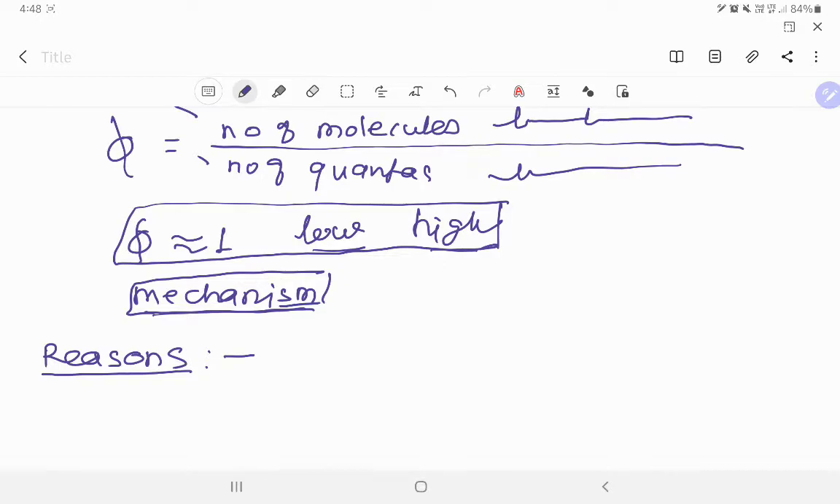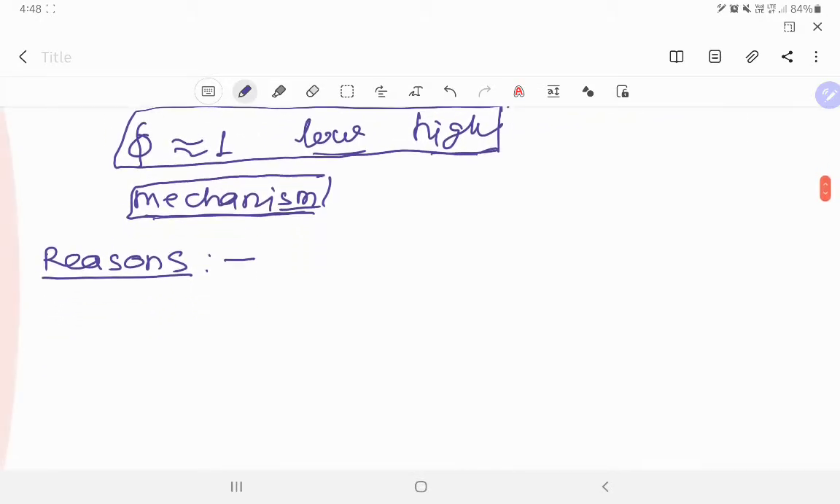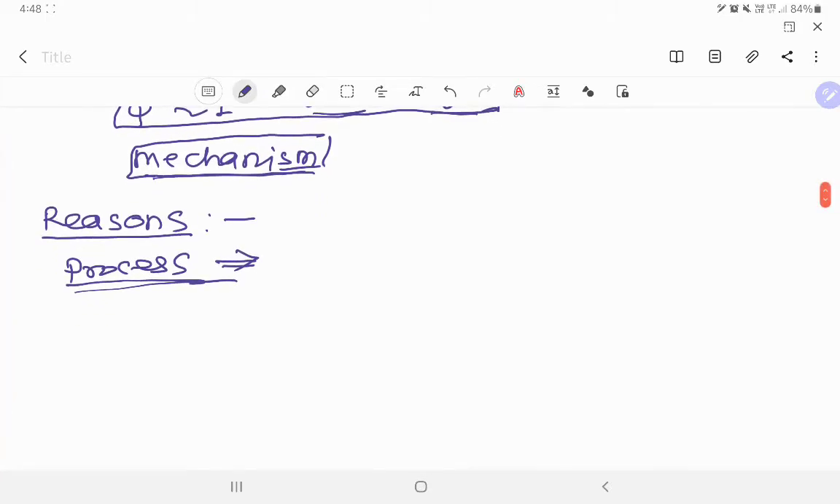In order to explain the reasons behind this low or high quantum yield, we have to consider the actual process. What is happening after absorption of radiation? If we know the process, then we can explain why in some cases it is low or why in some cases it is very high. Actually, in a photochemical reaction, the reaction takes place in two steps. The first step is the primary process.